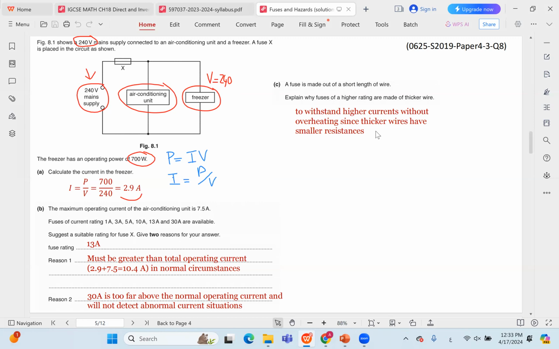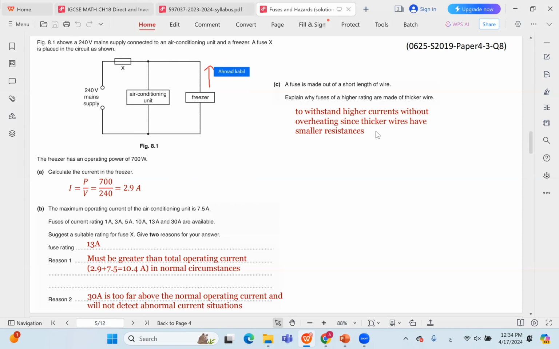In part B, we are told the maximum operating current of the air conditioning unit is 7.5 amperes. Fuses of current rating 1 ampere, 3 amperes, 5 amperes, 10 amperes, 13 amperes, and 30 amperes are available. Suggest a suitable rating for fuse X and give 2 reasons for your answer. We know that the current through the freezer is equal to 2.9 amperes, and the current in the air conditioning unit is 7.5 amperes maximum.